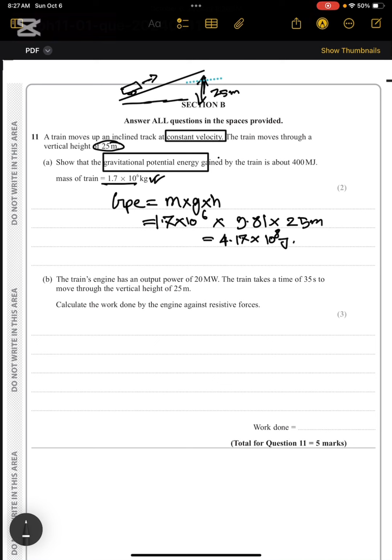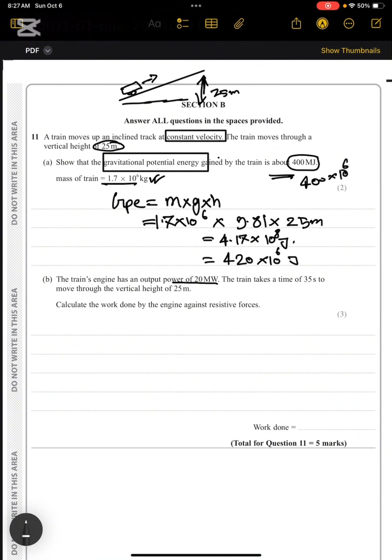Moving forward to question number B. In the question they have said the train engine has an output power of 20 megawatt. Okay, the thing is they have asked us to show it in 400 megajoules. So we know that 400 megajoules means 400 into 10 to the power 6. Mega means 10 to the power 6. So we can write it down as 420 into 10 to the power 6 joule, to show that in megajoule form.